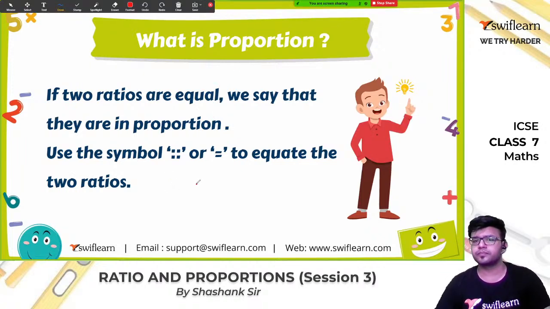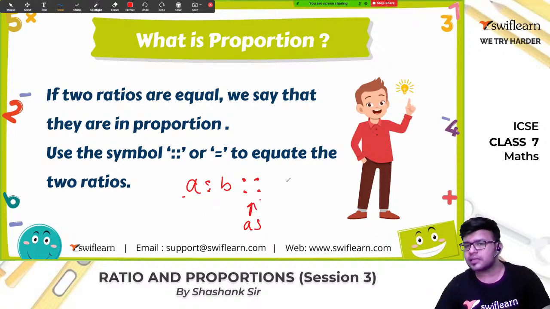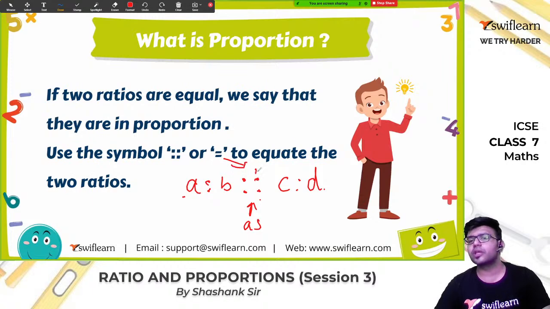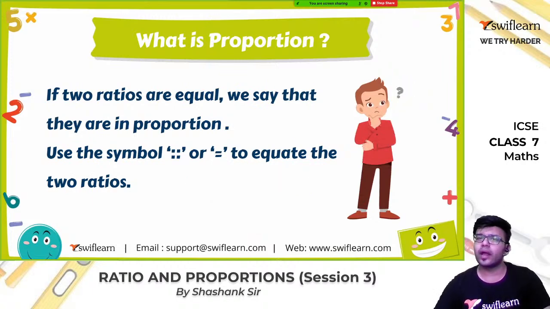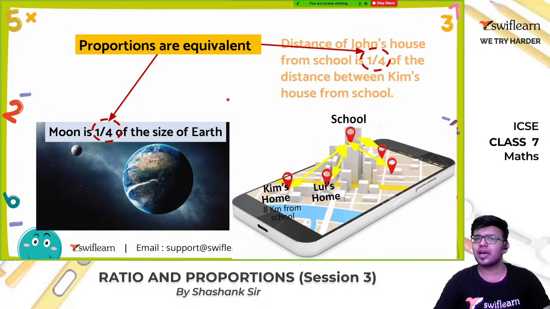So how do we write it? Like this, a is to b, and this is pronounced as: a is to b as c is to d. इसको equal to भी बोलते हैं. So when do we say ratios are in proportion? If two ratios are equal, we say they are in proportion.